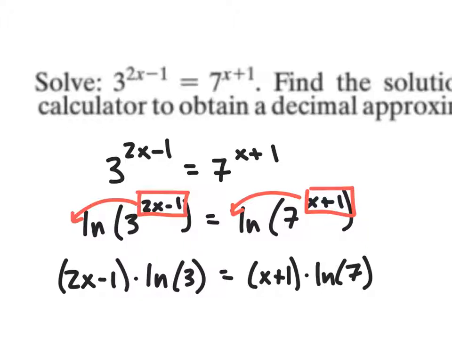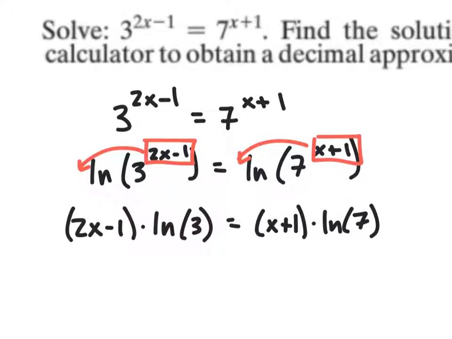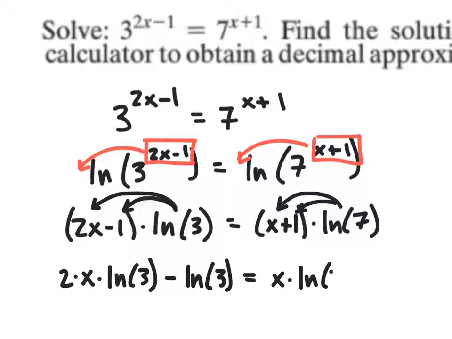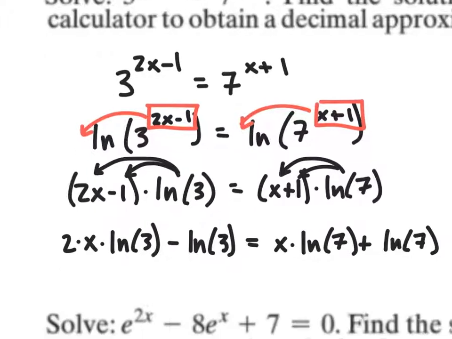Now this is where it gets a little weird, okay, and we're trying to isolate our x value. In order to do that, I do want to distribute my natural log of 3, okay. So watch what I'm going to get here. I'm going to get 2 times x times the natural log of 3 minus the natural log of 3. And that's going to equal, do the same thing here, distribute my natural log of 7. So I get x times the natural log of 7 plus the natural log of 7. This is a tricky problem, okay? So bear with me, all right?